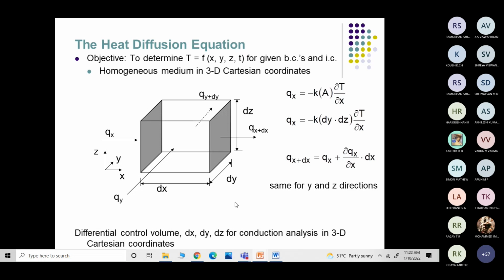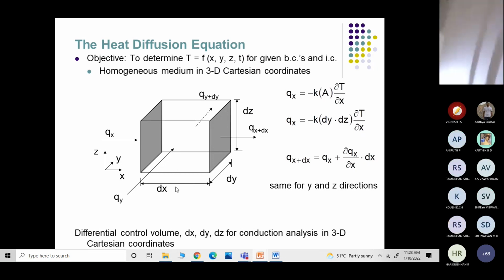So now we know that Qx is equal to minus k into A into dT by dx, or dou T by dou x, the temperature gradient with respect to the x-axis only. When we consider the area, along the x-axis the area is dy and dz. The area which is normal to the flow is usually considered. All of you are able to understand this?